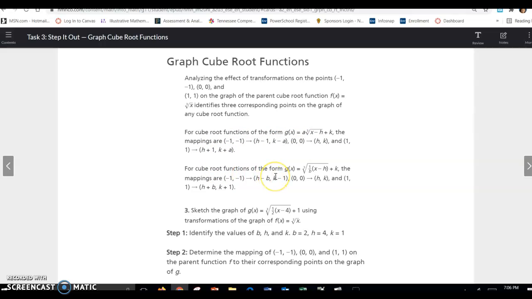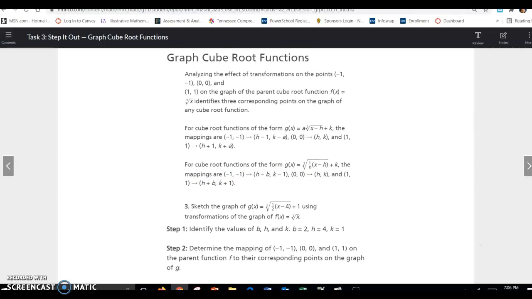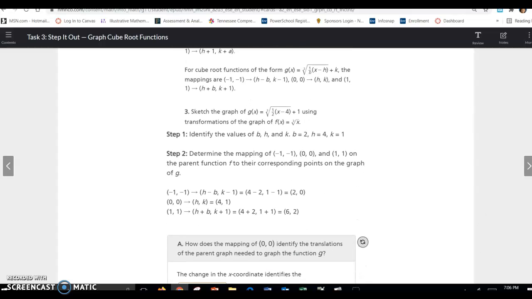For cube root functions, the form g(x) = the cube root of (1 over b times (x minus h)) plus k. The mappings are (-1, -1) goes to (h minus b, k minus 1). (0, 0) is still your (h, k), and (1, 1) will go to (h plus b, k plus 1). Again, make sure you know these. You will need them.